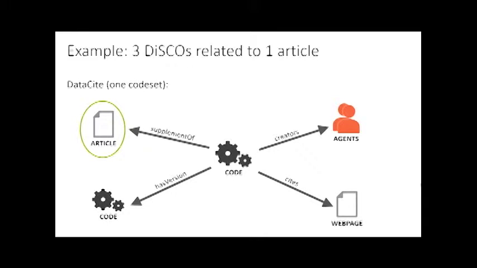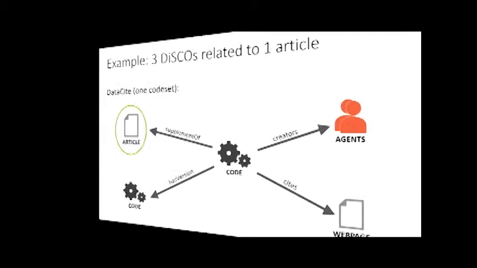So I'm going to show you some examples of discos that we've created in our map so far that demonstrate how you can combine this data as linked data and get a broader map of one object. So in this case we're going to show 3 different discos that all relate to one article, the one circled in green. So this first disco I'm going to show you relates to an import from DataCite, and at the middle of this map is a code set that was in DataCite, and it shows you some information about that code, including who created it, some other citations for the code, versions, and also pointing back to the article.